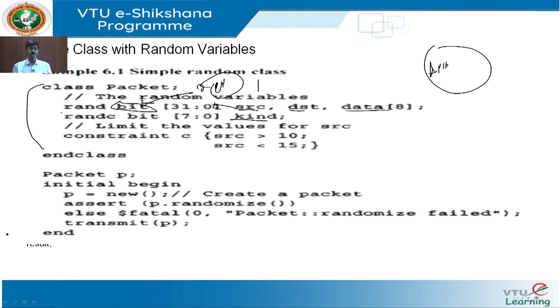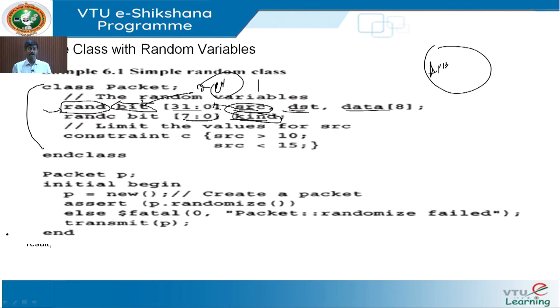What do we look for with this data type? I am looking at it as rand. The rand is a keyword which does the generation for these variables, randomized bit values of this size: 32 bit for destination, 32 bit for data, 32 cross 8 values. Similarly, here I am not putting any constraints, I am just giving a generalized, free space to generate this.